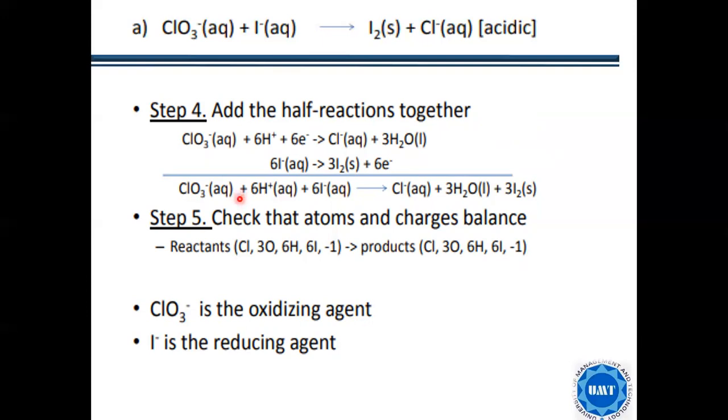Yes, it's balanced now. So chlorate ion acts as an oxidizing agent because it gains electrons, and iodide ion acts as a reducing agent because it loses electrons.